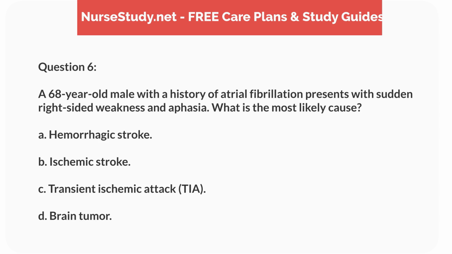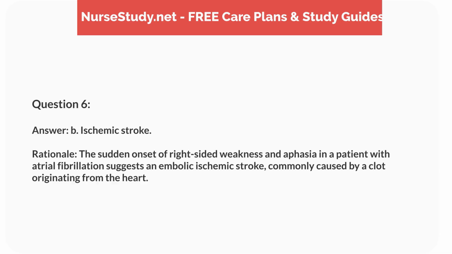Question 6. A 68-year-old male with a history of atrial fibrillation presents with sudden right-sided weakness and aphasia. What is the most likely cause? A. Hemorrhagic stroke. B. Ischemic stroke. C. Transient ischemic attack, TIA. D. Brain tumor. Answer: B. Ischemic stroke. Rationale: the sudden onset of right-sided weakness and aphasia in a patient with atrial fibrillation suggests an embolic ischemic stroke, commonly caused by a clot originating from the heart.